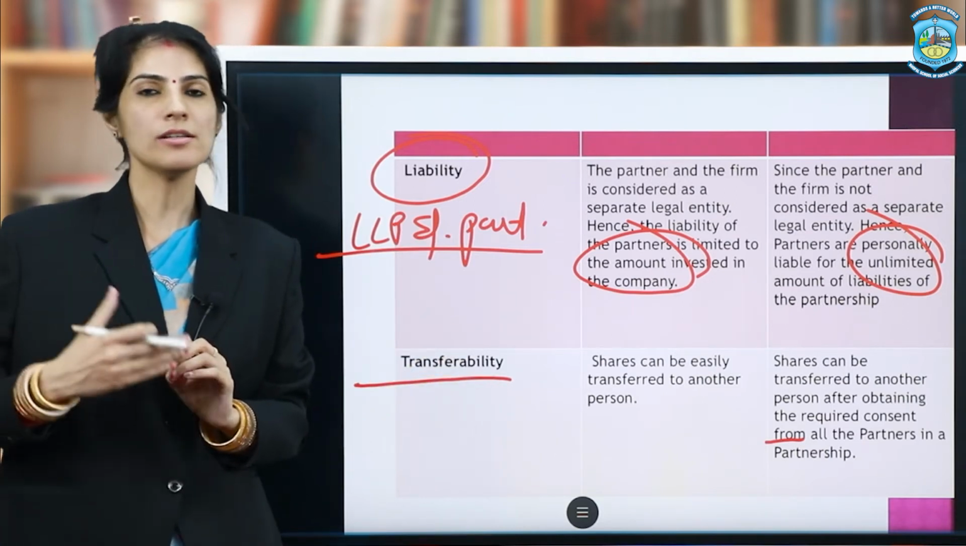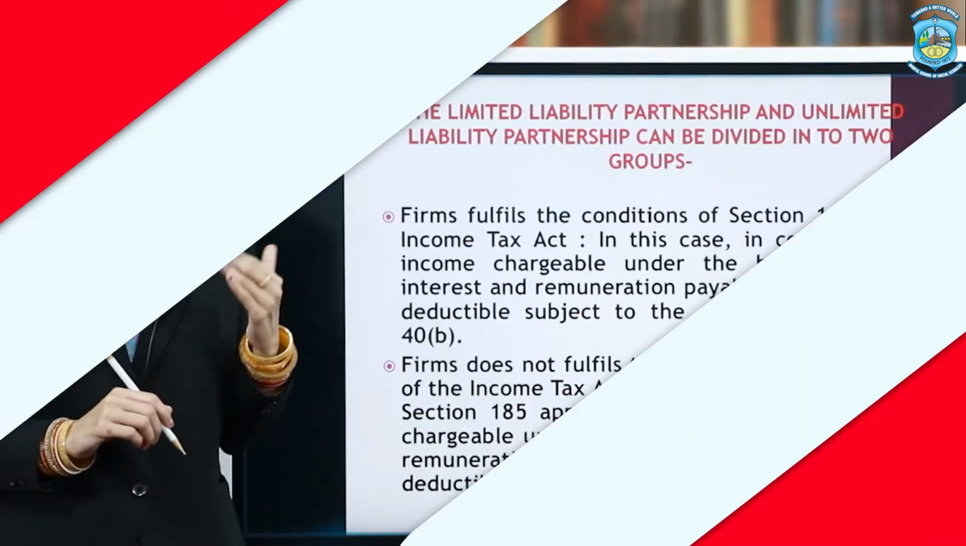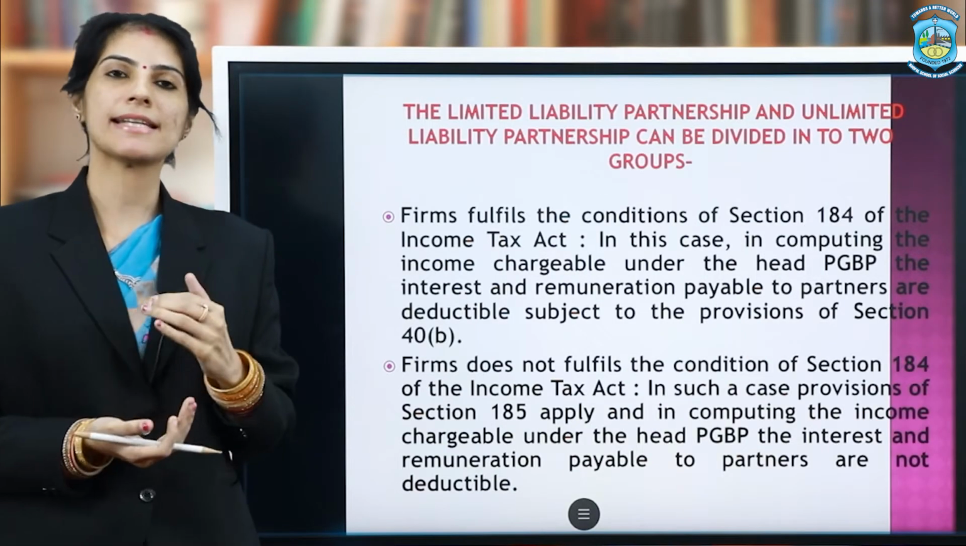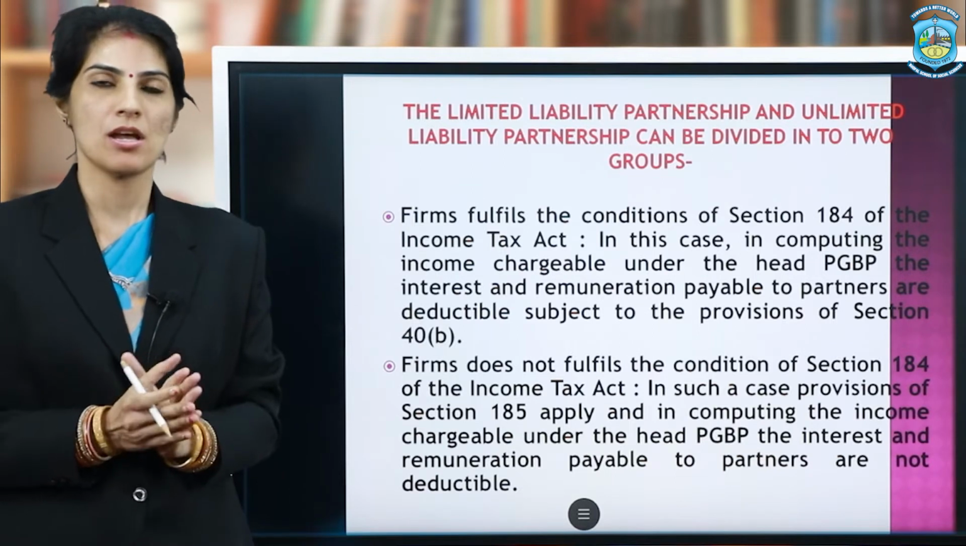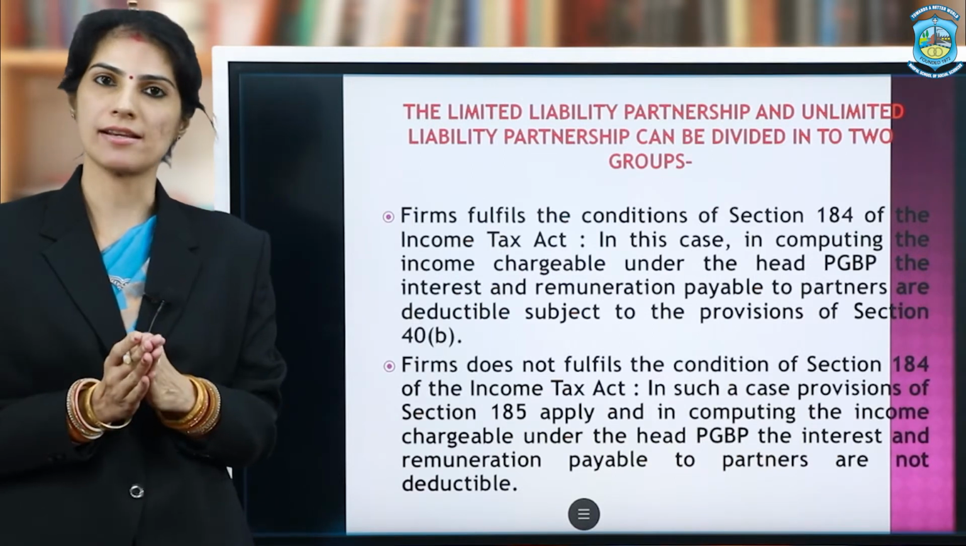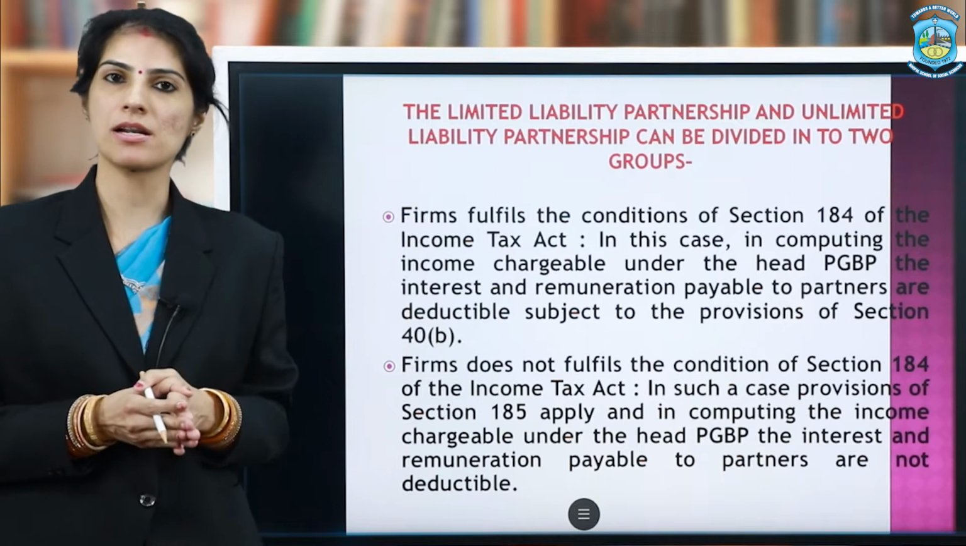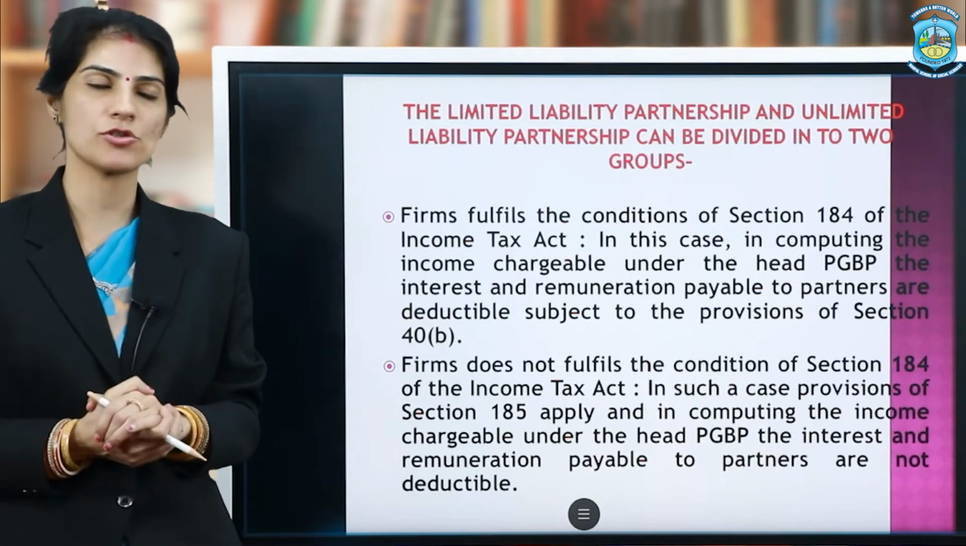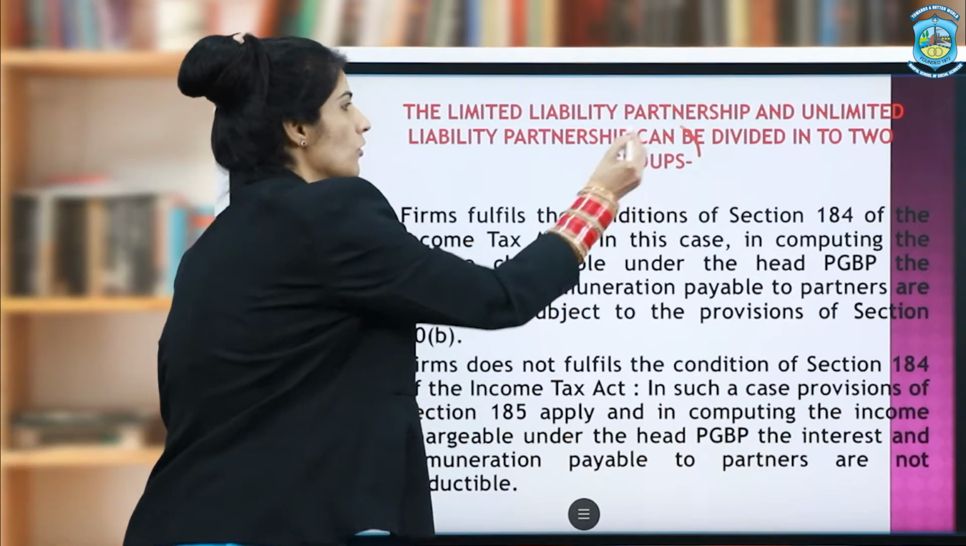Now let us move on to the next topic. To compute the total income and the tax liability of a partnership firm, the most important thing to understand is that whether it is a limited liability partnership or unlimited liability partnership, it is divided into two groups.